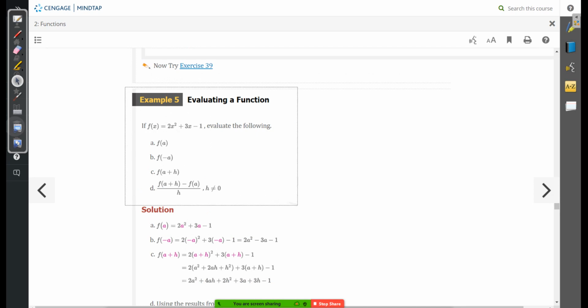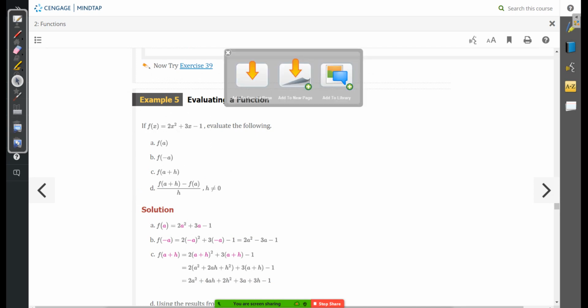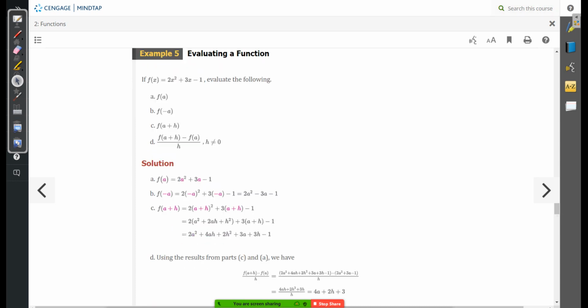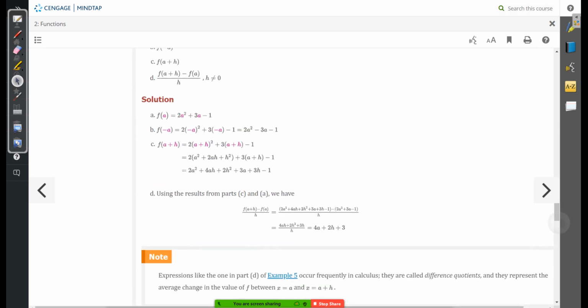But it's really just practice in keeping your ducks in a row. And it's another one I'm just going to snip because it is really just plug it in and solve from there. Solutions.